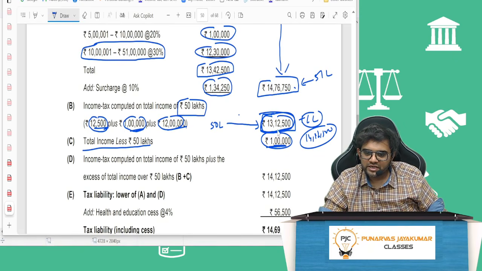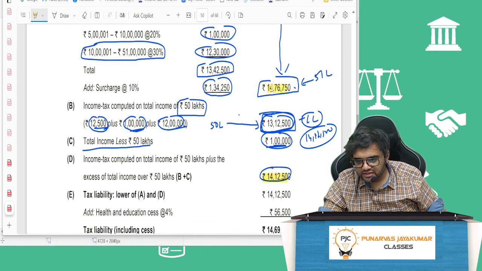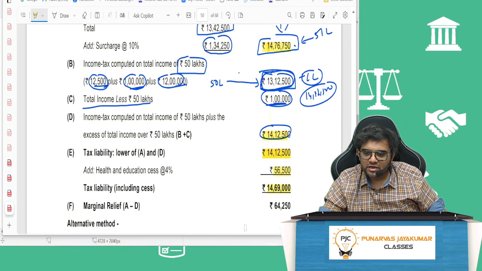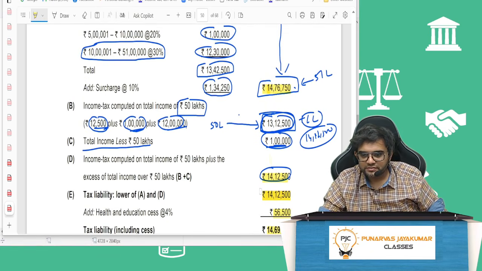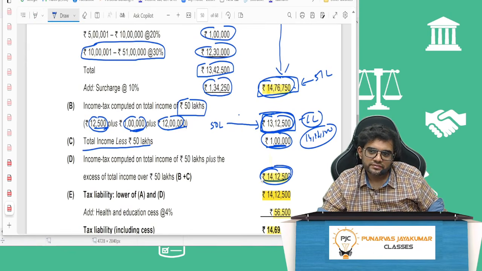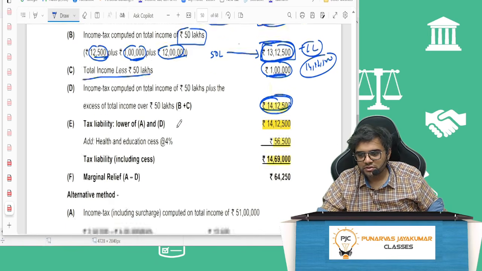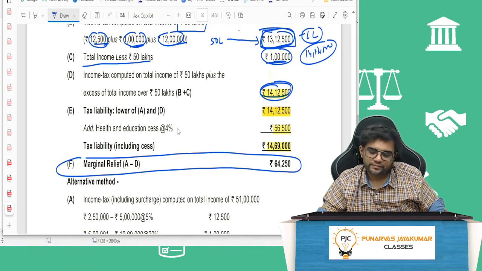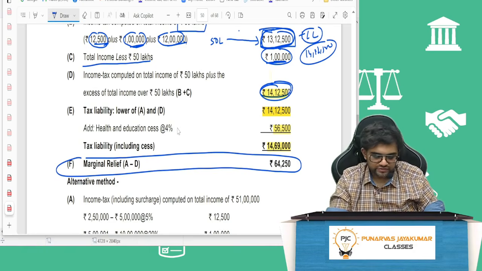So what is this 14 lakh 12,500? It is better for me to pay this than this. So what should be my tax? This or this, whichever is less is this. To that I will add cess and I will pay this and close. But what is the relief that you are giving me? 14 lakh 76,750 minus 14 lakh 12,500. So I will be getting a relief of 64,250.